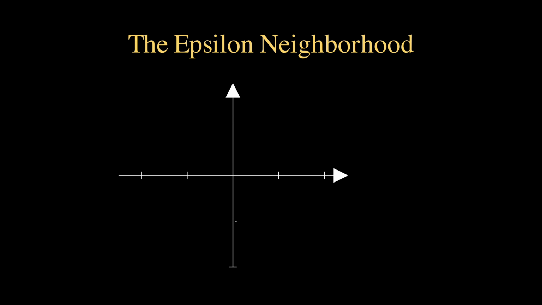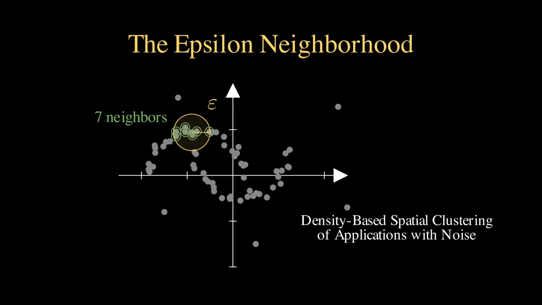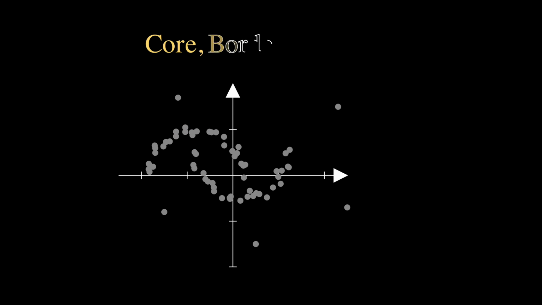Here's a different approach. Take any point in the data and draw a circle of radius epsilon around it. Every point that falls inside that circle is a neighbor. This little region is called the epsilon neighborhood, and is the foundation of DBSCAN, density-based spatial clustering of applications with noise. To do that, we first set a threshold called min-pts.